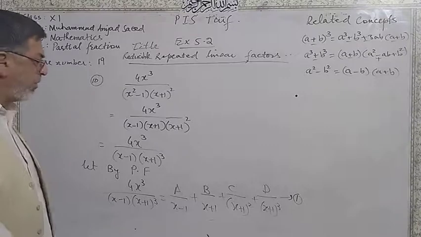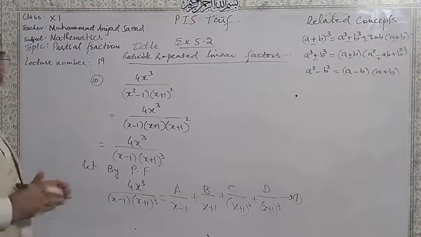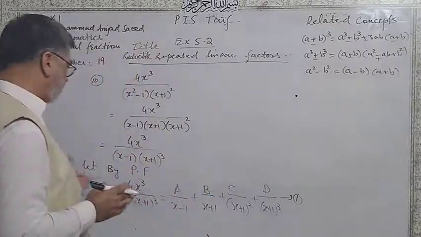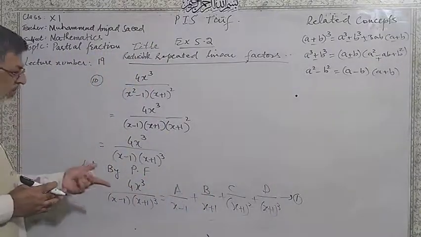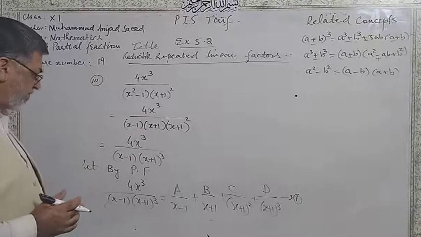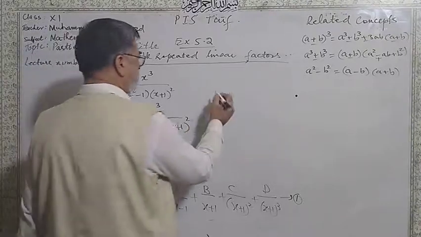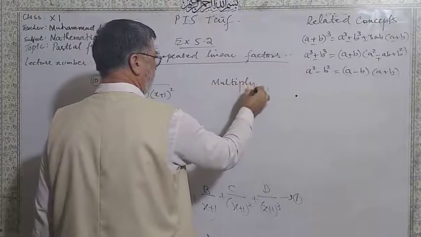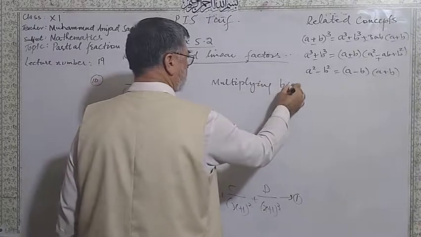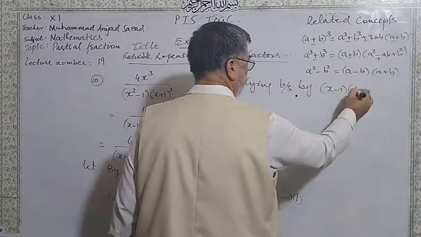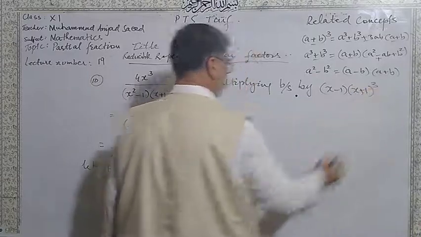First of all, I told you in the previous exercise we were using the putting method. In case of the putting method, you will put one bracket as 0, so one constant can be found in this way. Multiplying both sides by the LCM, that is (x minus 1) and (x plus 1) whole cube.